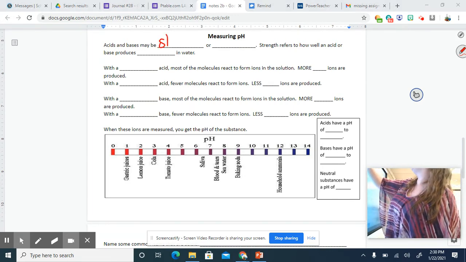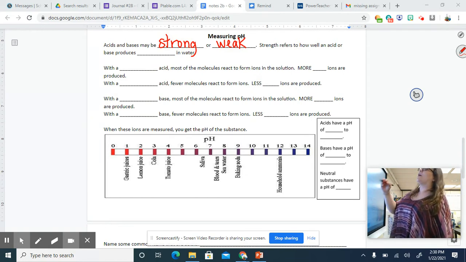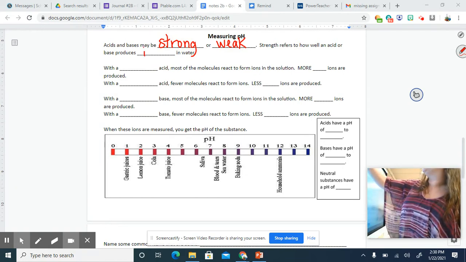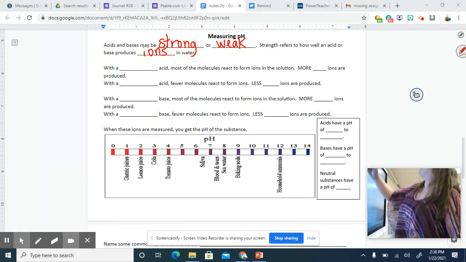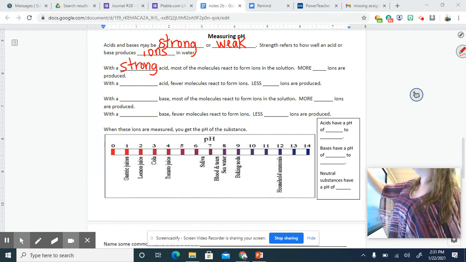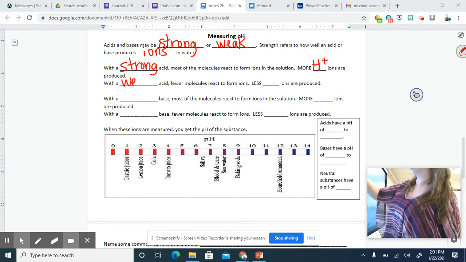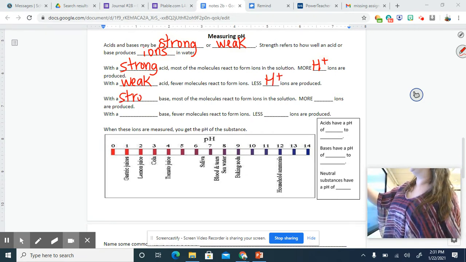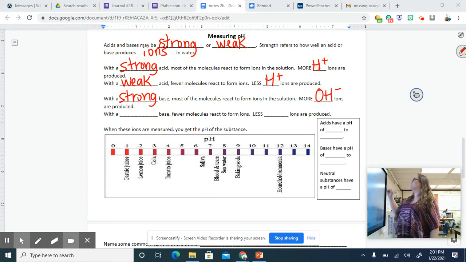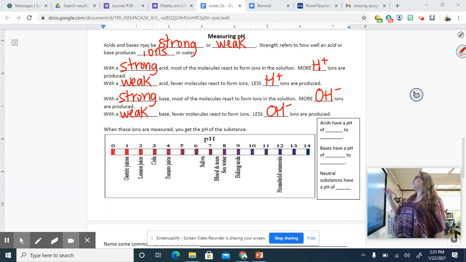Acids and bases may be strong or weak. So you can have a weak acid, a weak base, a strong acid or a strong base. All of that depends on the kind of ions that it produces in the water. If it produces a whole lot of ions, it's strong. If it produces not many ions, it's weak. So with a strong acid, most of the molecules react, so we get more hydrogen ions, and that makes it a stronger acid. With a weak acid, fewer molecules react, so we get fewer hydrogen ions. With a strong base, most of them react, so we get more hydroxide ions. And with a weak base, fewer molecules react, so we get fewer hydroxide ions.